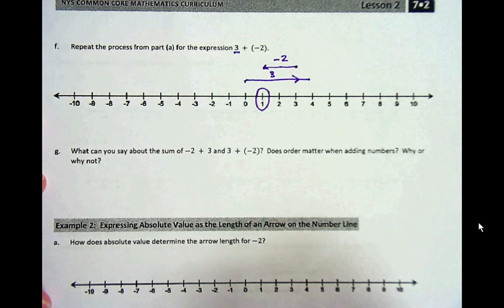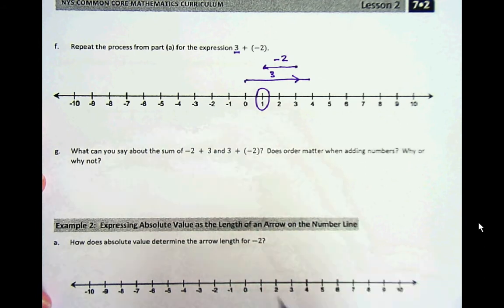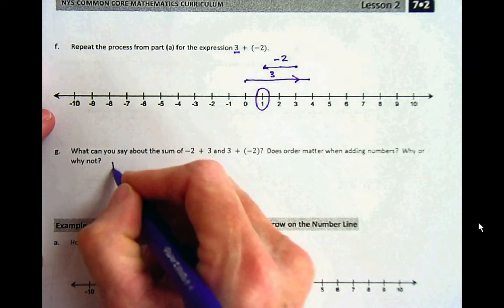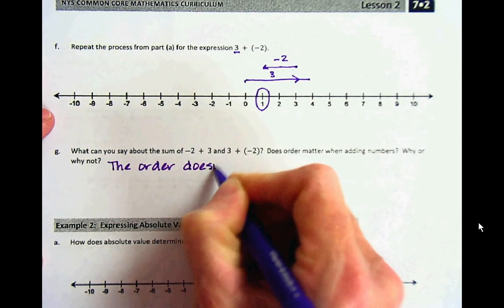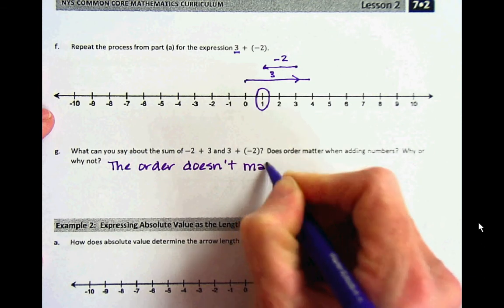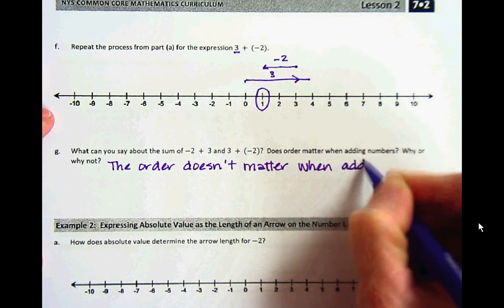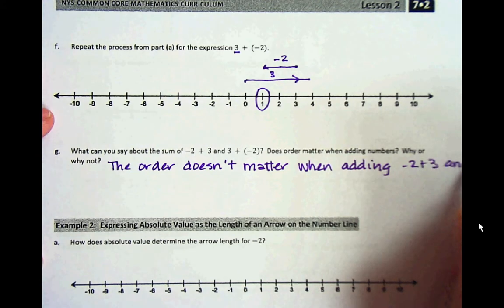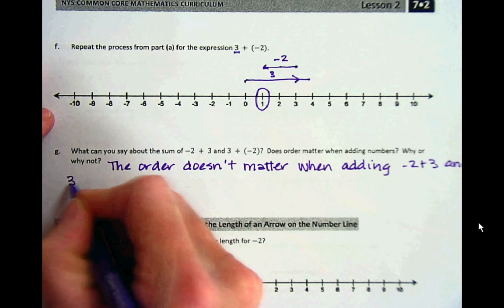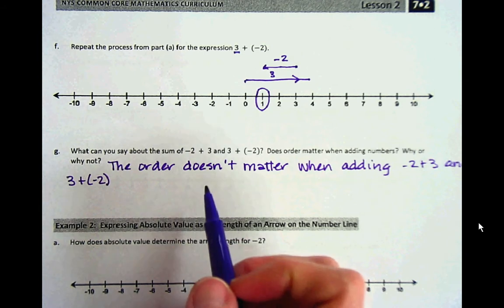So what can you say about the sum of negative 2 plus 3 and the sum of 3 plus a negative 2? Does the order matter when adding numbers? Why or why not? Well, the order doesn't matter when adding negative 2 plus 3 and 3 plus a negative 2. Okay, so again, I'm answering the question using the question.